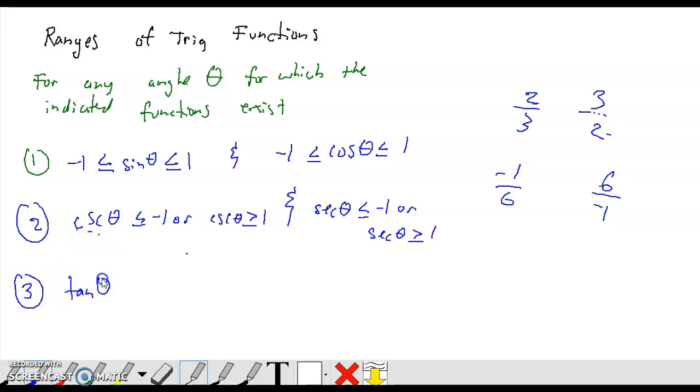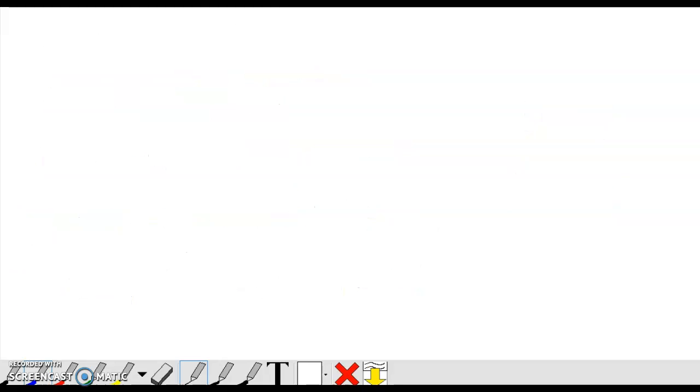Tangent and cotangent are their own separate animals. So tangent and cotangent can equal any real number. It could be 1, it could be negative 1, it could be larger than 1, it could be smaller than 1. Okay?